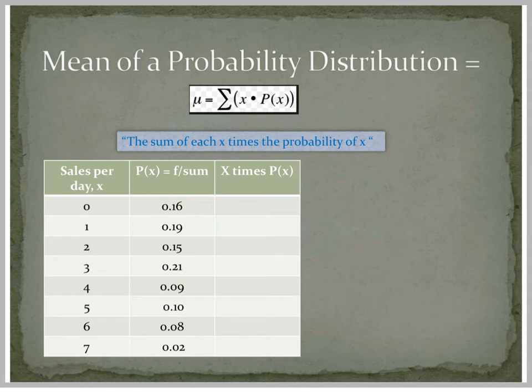I create a new column in my chart. Remember I said it's very important to keep this organized in order to make this process as simple as possible. So 0 times 0.16 is just 0. 1 times 0.19 equals 0.19. 2 times 0.15 equals 0.30. And I just keep going.